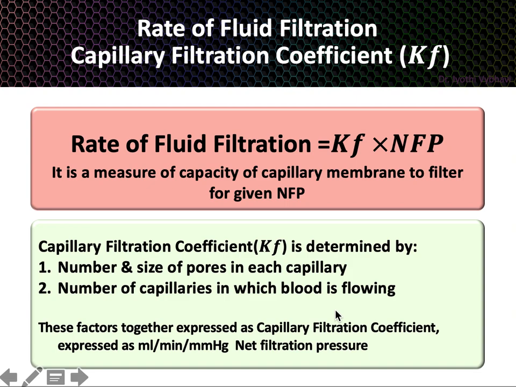If there are more capillaries for each tissue, there is a higher rate of fluid filtration. If the size of the pores or the number of the pores is bigger, obviously there's more rate of fluid filtration. This is more useful when we talk about glomerular capillary filtration in the renal chapter.